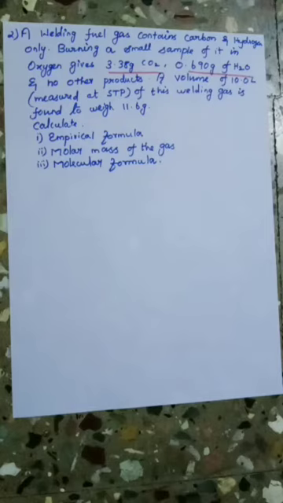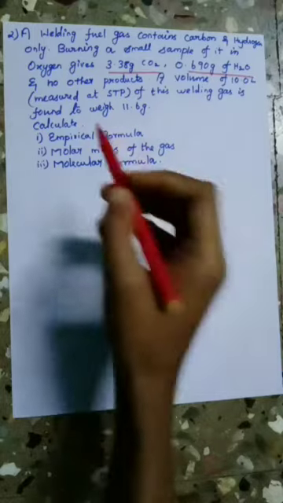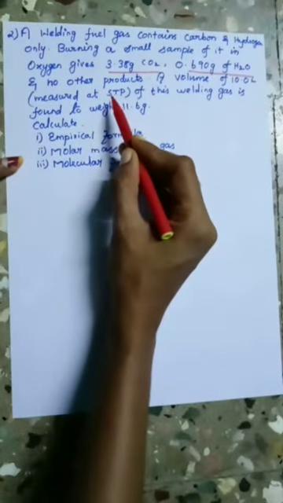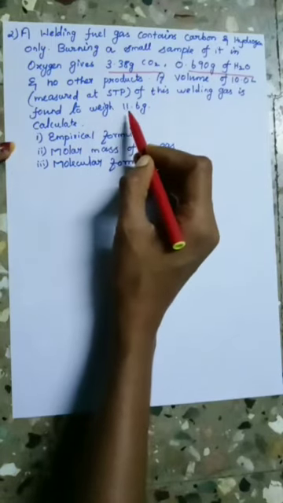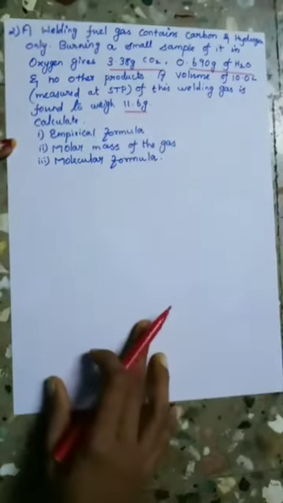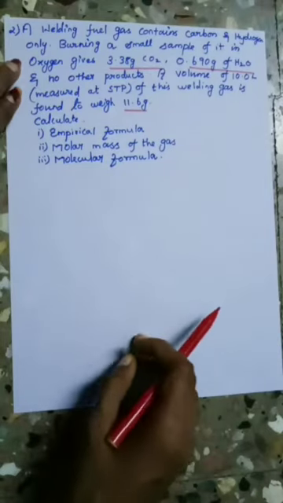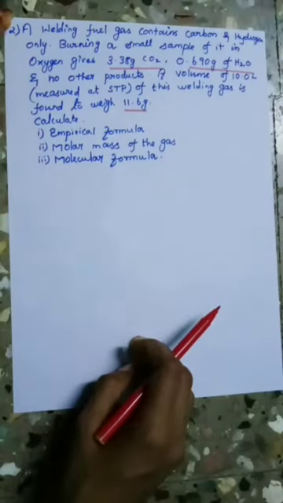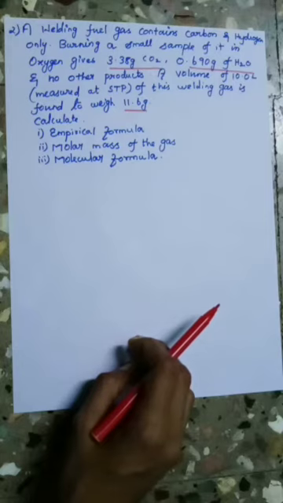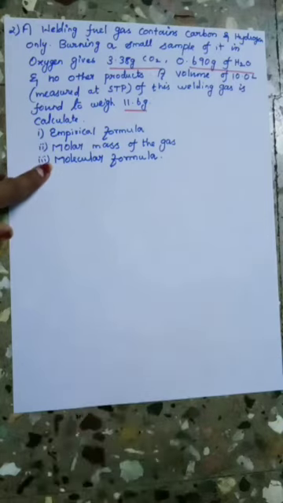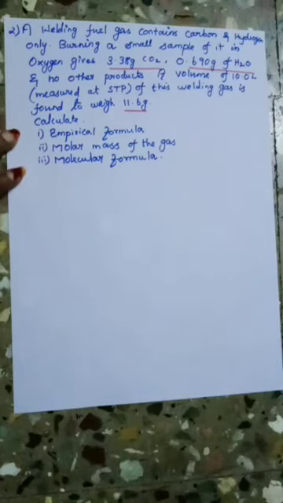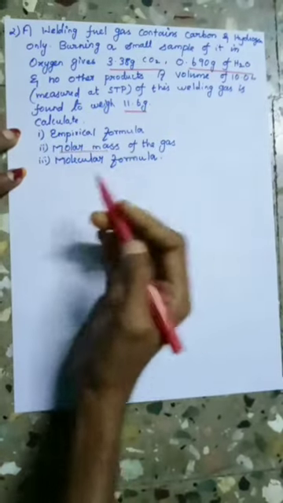So what they have asked here: a volume of 10.0 liter, at STP, which means standard temperature and pressure, of this building gas is found to weigh 11.6 gram. What they are asking in this question is the empirical formula, the molar mass of the gas, and the molecular formula. If we know the empirical formula, we can identify the molecular formula. First we will discuss the molar mass.